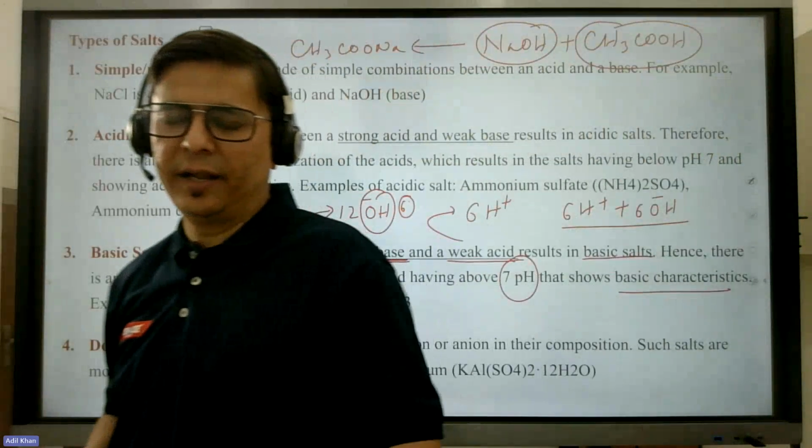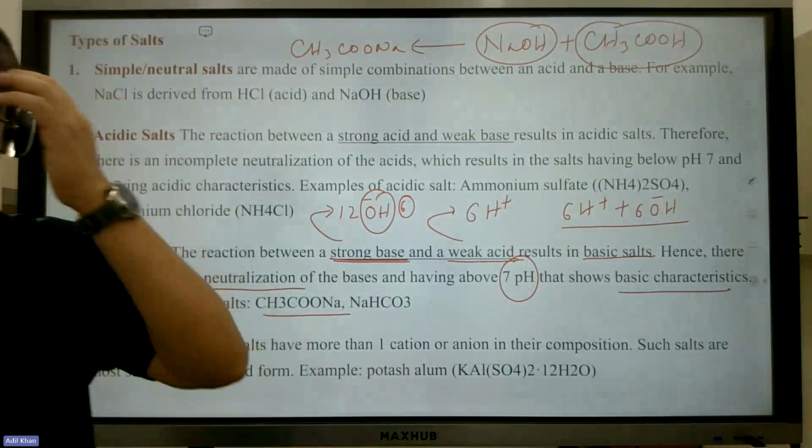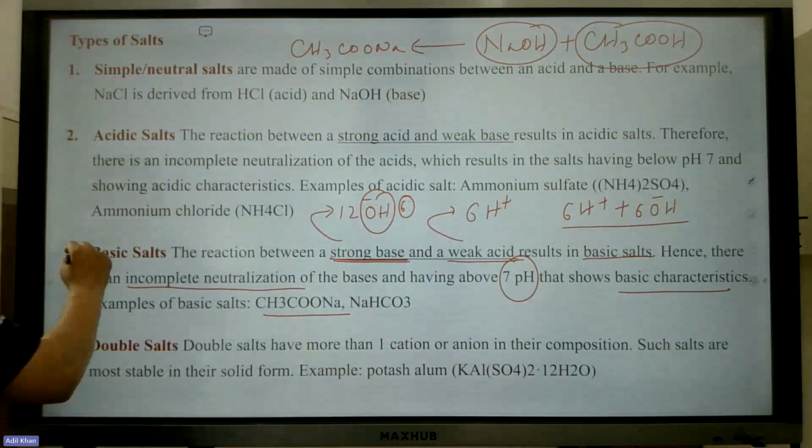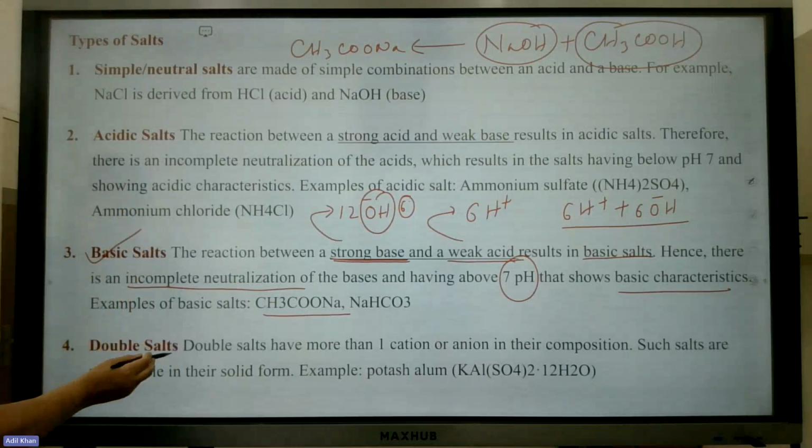So less H plus ion means more OH will be there. That's why it is basic in nature. This is the third one, basic salt. The last one is double salt.